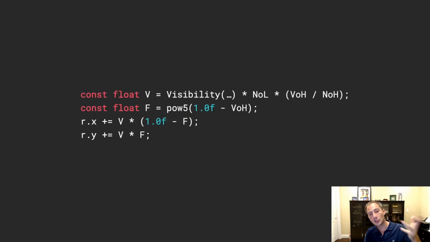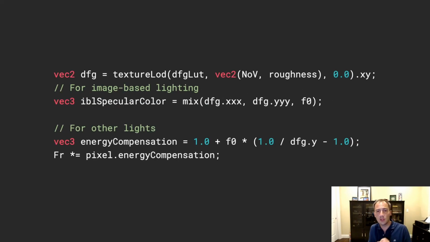Typically, the code that you use to generate your DFG lookup table will look something like this: the visibility times the Fresnel. We can modify it a little bit to have one of the terms contain only the integration of visibility. Then it becomes really easy to plug that back into the shaders. The image-based lighting code almost doesn't change.